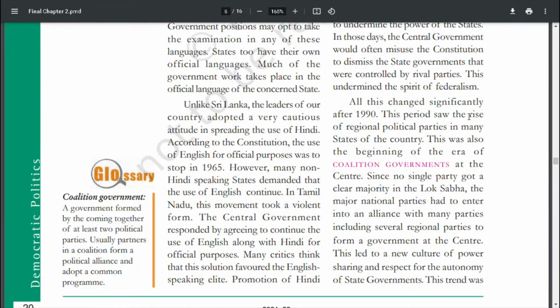Unlike Sri Lanka, the leaders of our country adopted a very cautious attitude in spreading the use of Hindi. According to the Constitution, the use of English for official purposes was to stop in 1965. However, many non-Hindi speaking states demanded that the use of English continue. In Tamil Nadu, this movement took a violent form. The central government responded by agreeing to continue the use of English along with Hindi for official purposes. Many critics think that this solution favored the English-speaking elite.